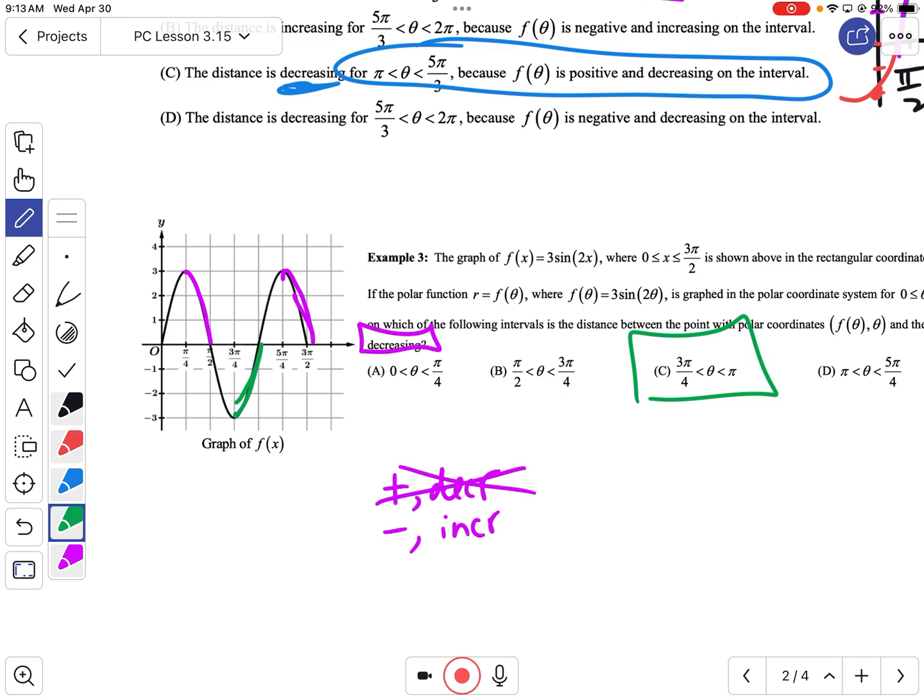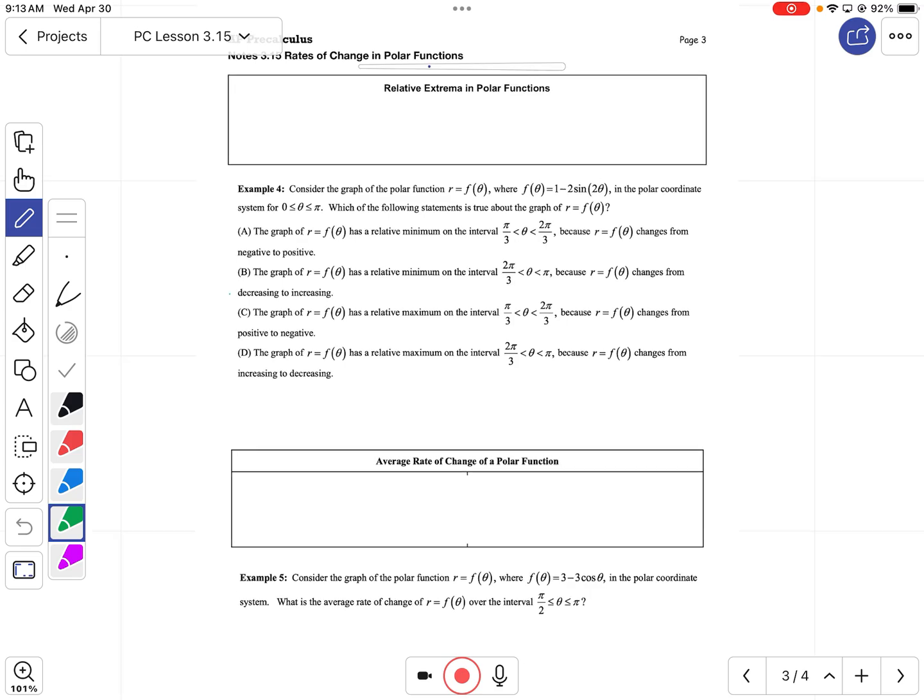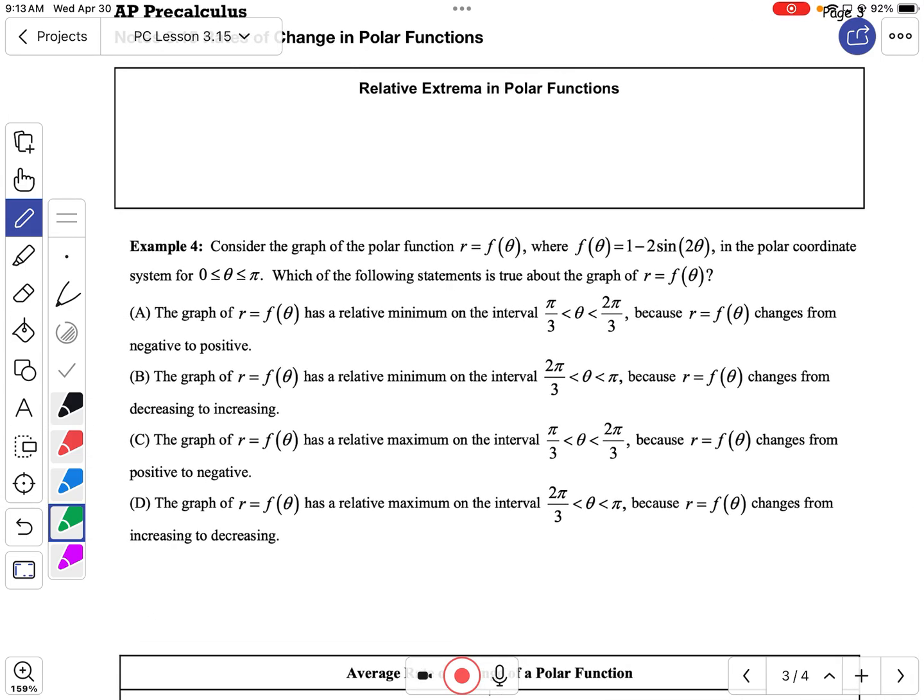All right, two more things we're going to talk about, and we're going to be done with this polar mess. And it's not that it's terribly difficult. It just looks confusing because there's 9 billion words and symbols in there. Y'all feel me on that? Okay. All right. So where do we find extrema?